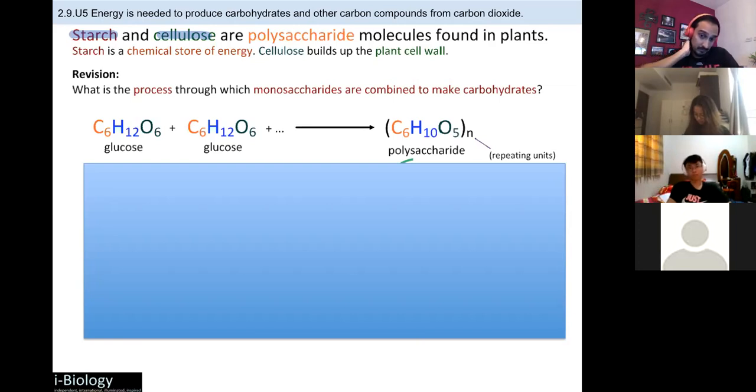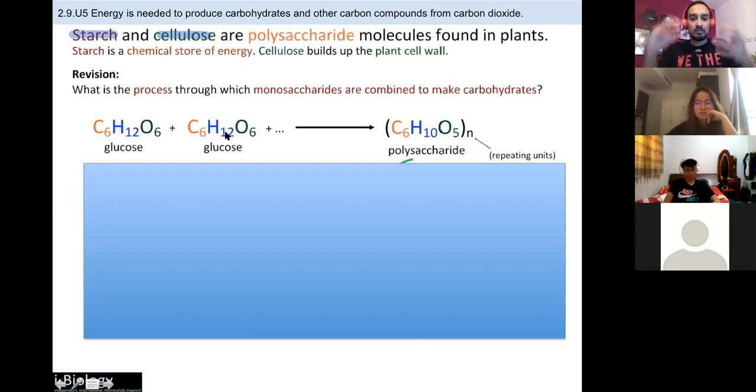Cell wall. Yeah, so structural, right? So building cell walls, which then will build stems and other structural components. But both of them are examples of polysaccharides. All right, so yes, take glucose, shove them together, boom, boom, boom, make long chains.